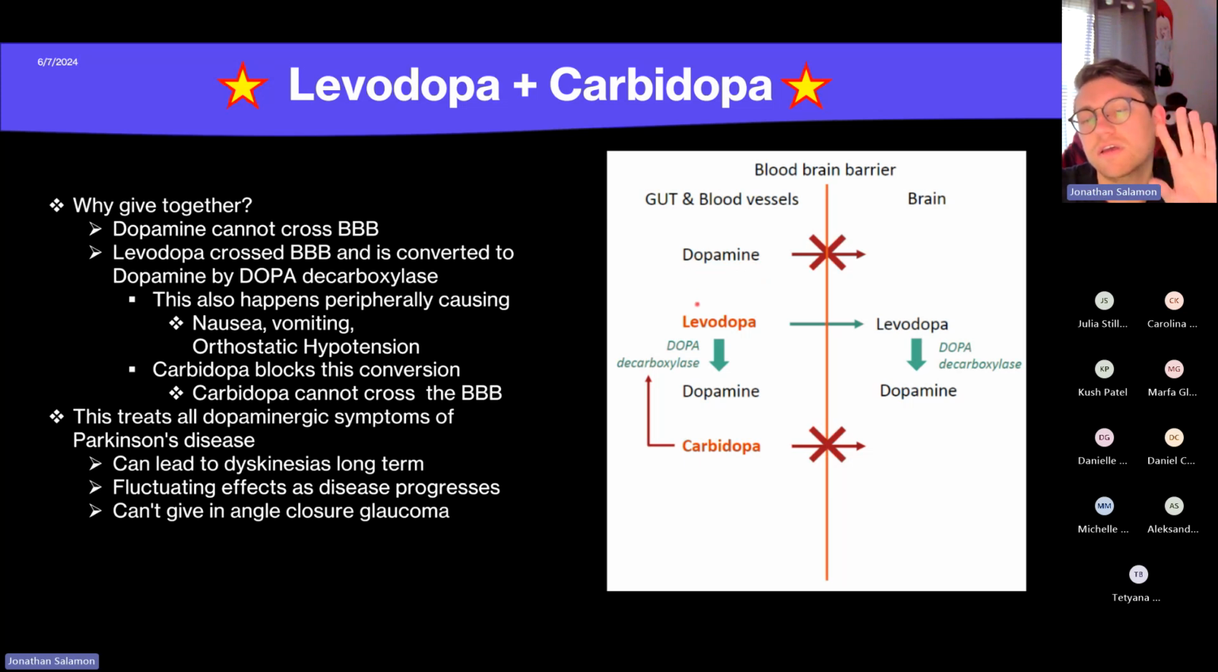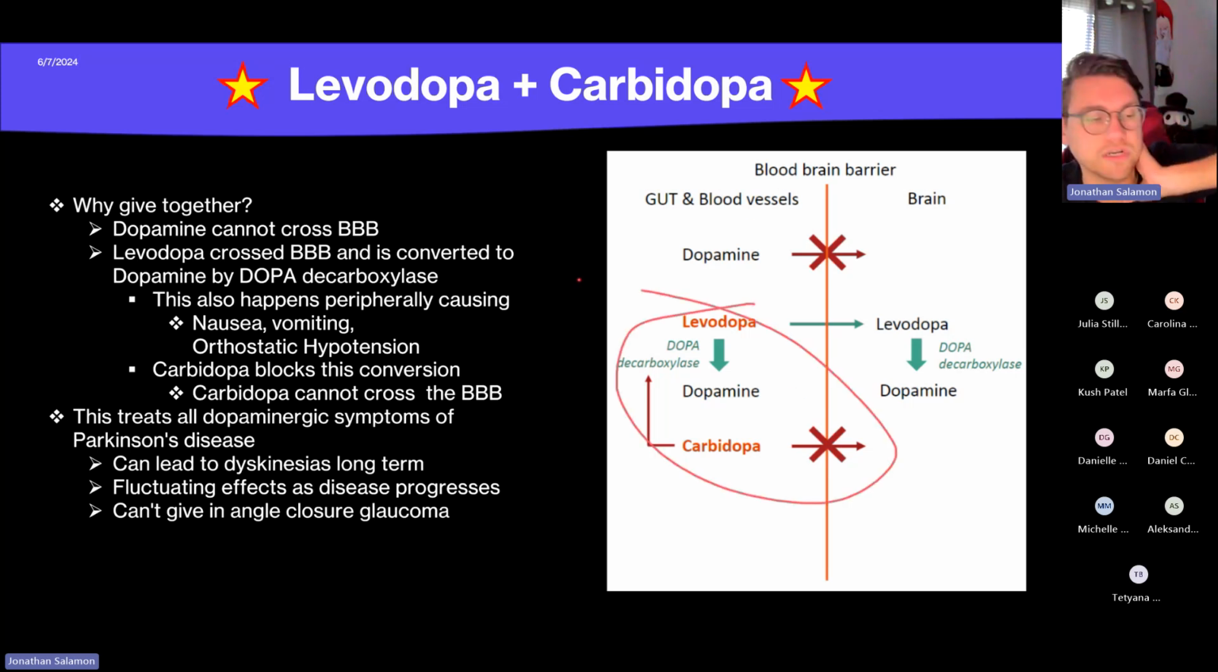So you're giving two drugs that can't cross the blood-brain barrier. Or you can't give dopamine, right? So dopamine can't cross the blood-brain barrier. So you're making more dopamine, but you're preventing it from accumulating peripherally because carbidopa can't cross the blood-brain barrier. So it's only inhibiting peripheral conversion of levodopa to dopamine. It does not affect the dopa decarboxylase that's on the north side of the blood-brain barrier because it can't cross the blood-brain barrier. So this helps you more specifically increase the amount of dopamine in the brain. This is standard of treatment. This is super important to know.